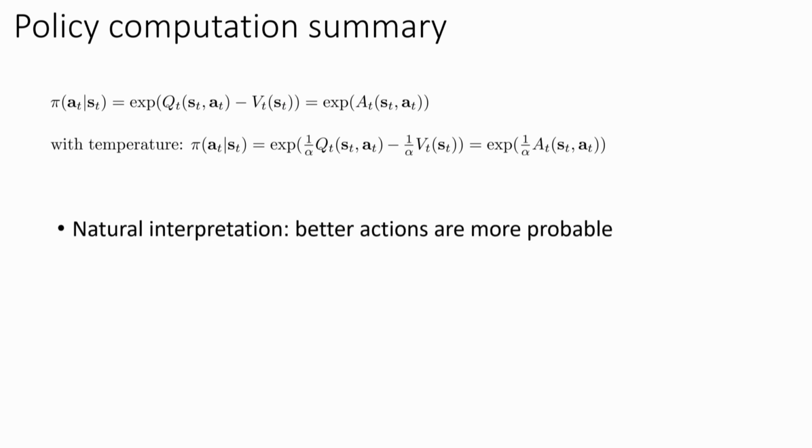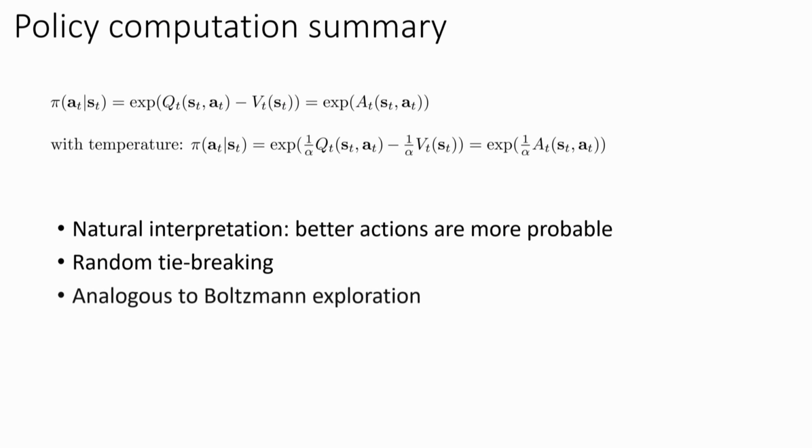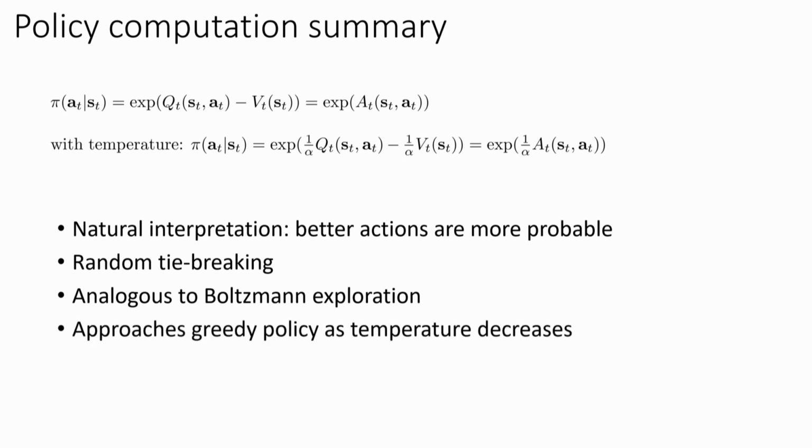It has kind of a natural interpretation. Better actions are more probable. You have random tie breaking, so if two actions are exactly equally good, you'll take them with exactly equal probability. And it's analogous to this thing called Boltzmann exploration that we saw very briefly when we talked about Q-learning. So it's kind of a nice exploration rule. You take actions with high probability if they're good, and if the action is known to be really, really bad, you never take that action. And of course, as you decrease your temperature, this gets closer and closer to a deterministic greedy policy.